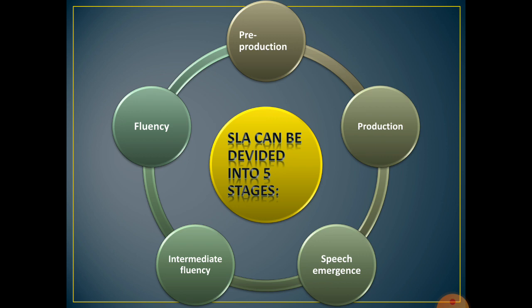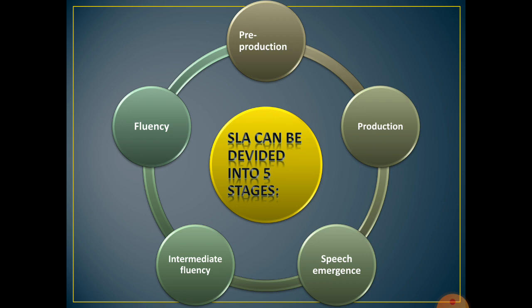Pre-production. In pre-production, the learner is in the silent period. The learner also receives up to 500 words, not creatively on their own. The next stage, production. Learners speak short phrases, memorize, and make mistakes. And the learner has a 1,000-word vocabulary.